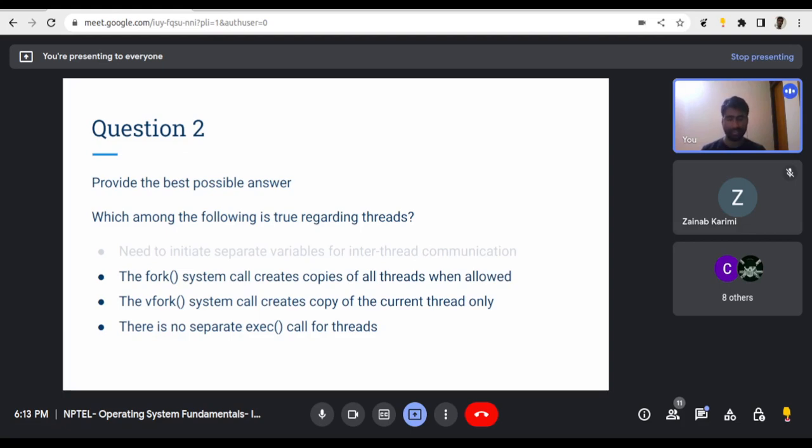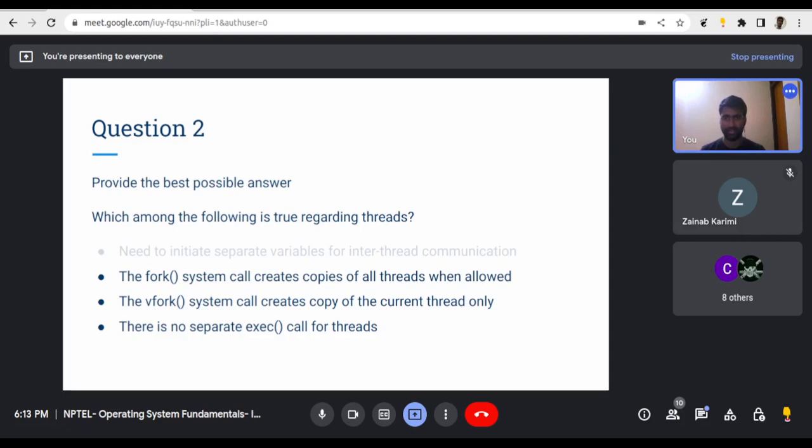In some systems, when you call fork from a particular process, a process may have multiple threads, right? So if it is allowed, there may be copies of all the threads in the new process that is created using the fork system call. In order to avoid that, in those systems there is a special call called vfork, and obviously the exec system call exists for threads, that stays the same.